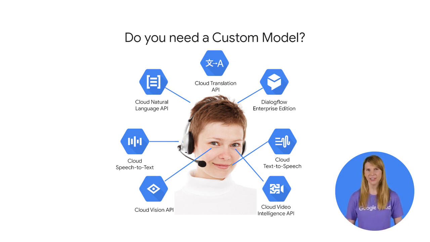Dialogflow Enterprise Edition is used to build chatbots to conduct conversations. Cloud Text-to-Speech converts text into high-quality voice audio. Cloud Vision API is for working with and recognizing content in still images. And Cloud Video Intelligence API is for recognizing motion and action in video.